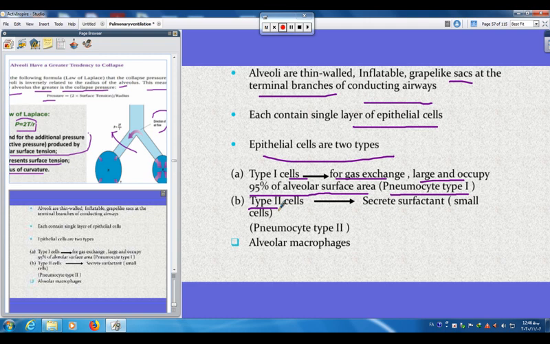Another cell is type 2 cells. They secrete surfactant. These are small cells, and another name is pneumocyte 2. We also find, behind these cells, alveolar macrophages as well.